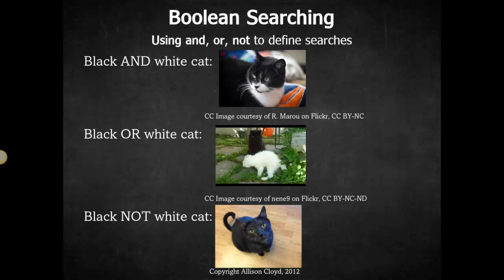Using these terms helps us restrict our results more quickly than using those tools that I showed you earlier, like restricting the publishing date, the language, or the type of results. For example, we can look for a black and white cat and get a picture that is a cat both black and white. If we were to search for a black or white cat, we would get results of both black cats and white cats. However, if we were to search for black, not white cat, we would only get results of black cats. It's important to keep this in mind when using databases to do research.